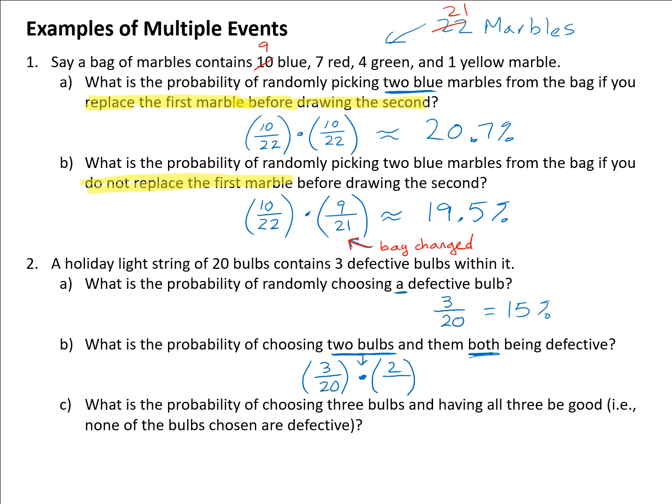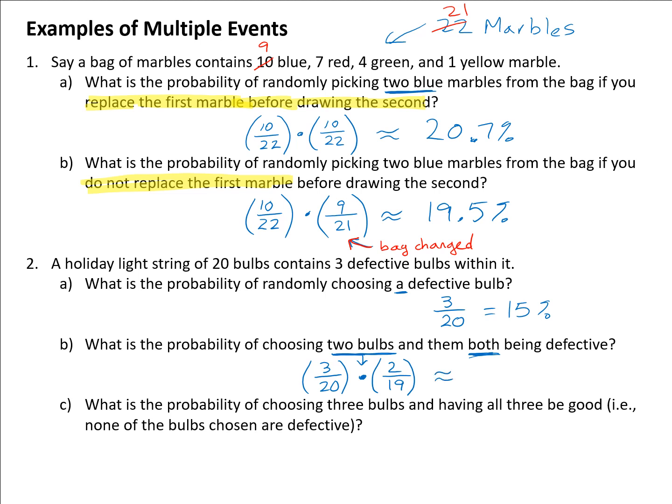So there are only 2 defective bulbs left. We have lost one of them because we've picked it. So we've had 2 defective bulbs left out of a string that only has 19 bulbs left because we picked one of them out. So the string has changed when we take one out. So our second probability has changed.